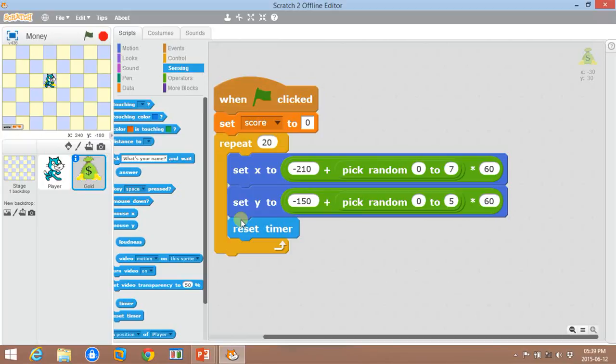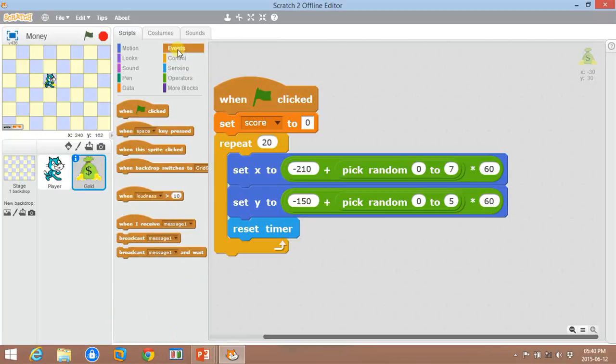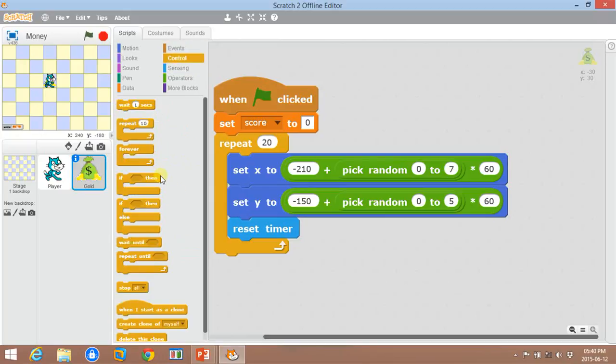Now there is a built-in timer in Scratch. It runs from when you open up your project, and it counts up in 0.1 seconds. It even runs when your program's not working. If you want to reset it at any time, you just use this reset timer block that I've put on the screen now. Now we need to do a check to see if you've managed to catch the gold or if the time has gone by. So we are going to go to control, and we are going to bring out the wait until block.